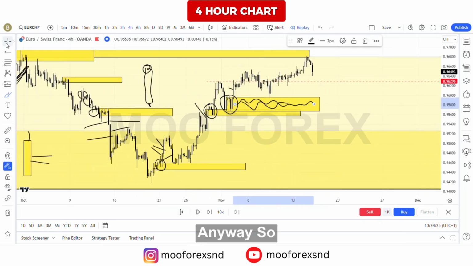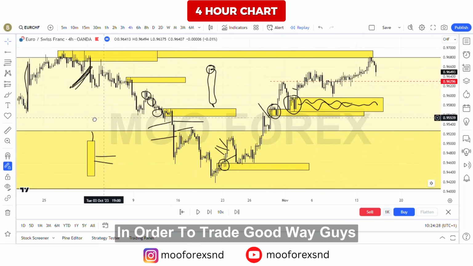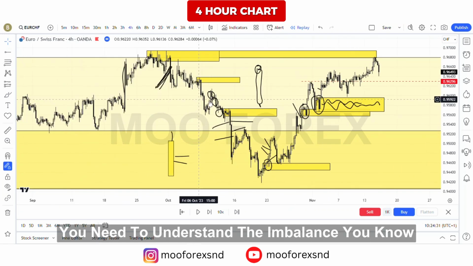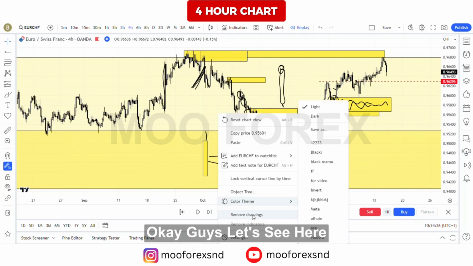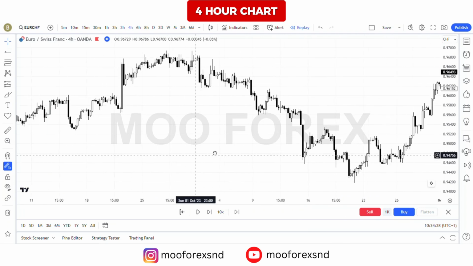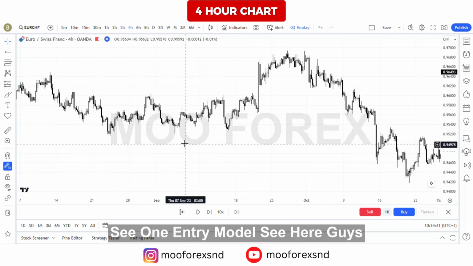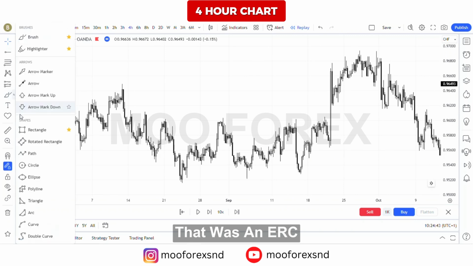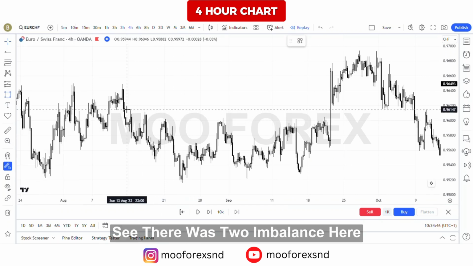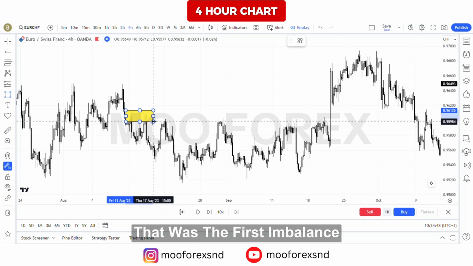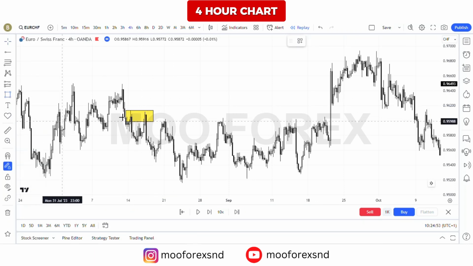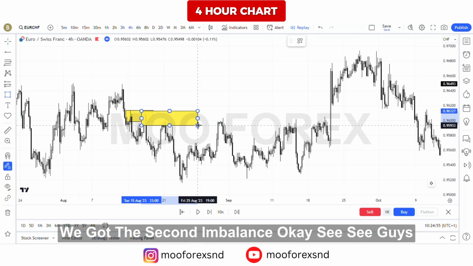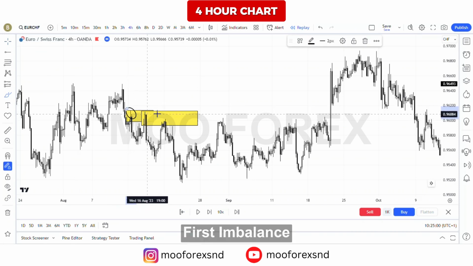Anyway, in order to trade in a good way, guys, you need to understand the imbalance. You need to understand the turning point of the market. Okay guys, let's see here. See, one entry model. There was an imbalance here, there were two imbalances. There was the first imbalance, and then we had the second imbalance.